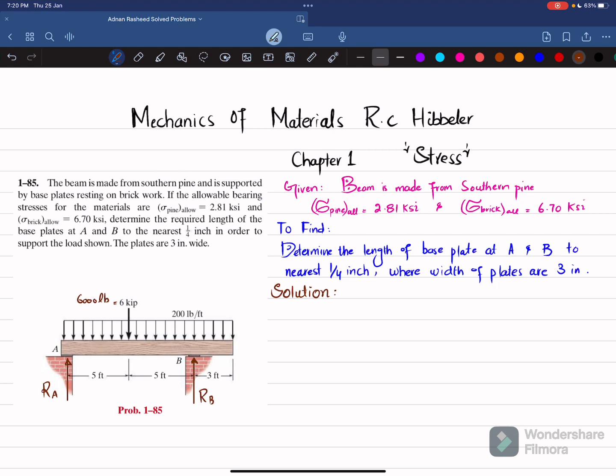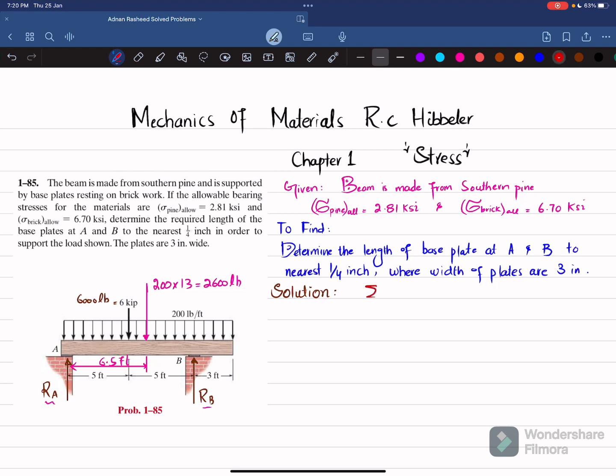When there is a uniformly distributed load of 200 pounds per foot, when you convert it into a point load, it will act at the half length of the beam. It will be equal to 200 multiplied by the length over which it acts. The total length is 13 feet, so 200 multiplied by 13 gives you 2,600 pounds, and it will act at the half. The total is 13, so it will be 6.5 feet from either side. Now we'll apply the equation of equilibrium in order to find RA and RB. So what will be the equation of equilibrium?